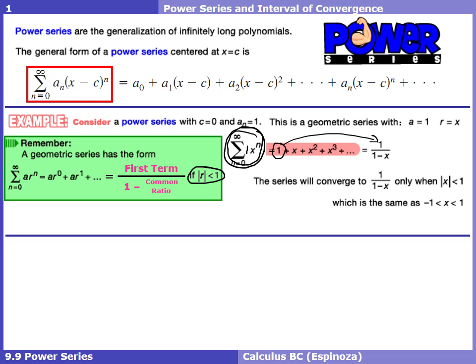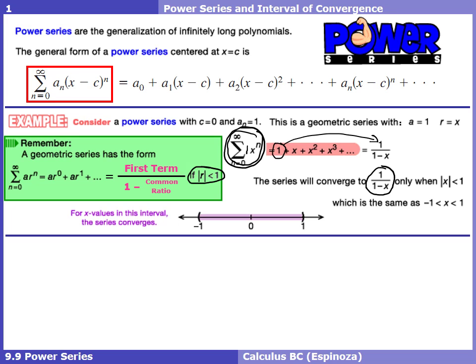So just realize that the absolute value of x being less than 1 is really the same thing as saying that our domain or our interval goes from -1 to 1. Those are the allowable x values that would give this geometric series converging to 1 over 1 minus x. So we can actually visualize this with a little number line.